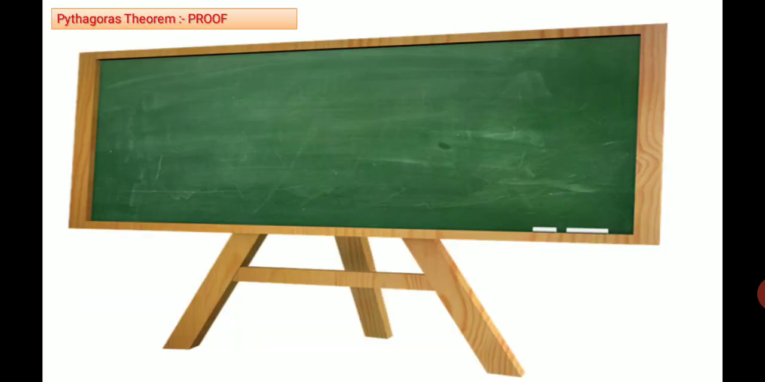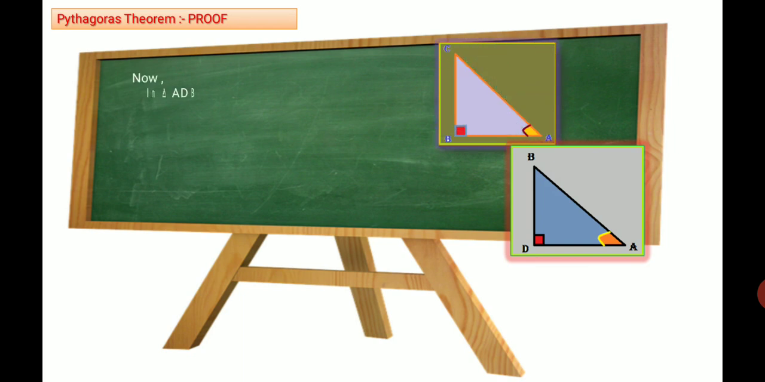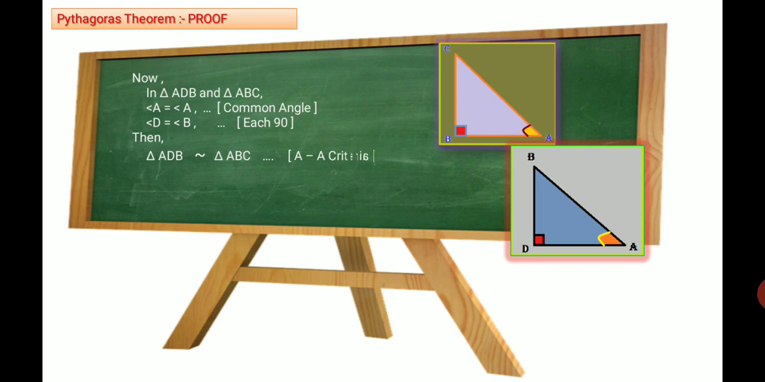Now there are three triangles. The perpendicular makes two triangles. So let me take the first small triangle and the big triangle: triangle ADB and triangle ABC. Check it. Angle A is the common angle. Angle B and angle D are each 90 degrees. So two angles in both triangles are exactly equal. So we say that the two triangles are similar. We can write triangle ADB is similar to triangle ABC.